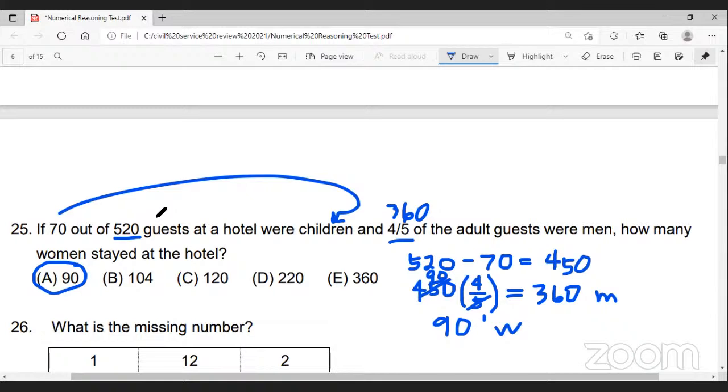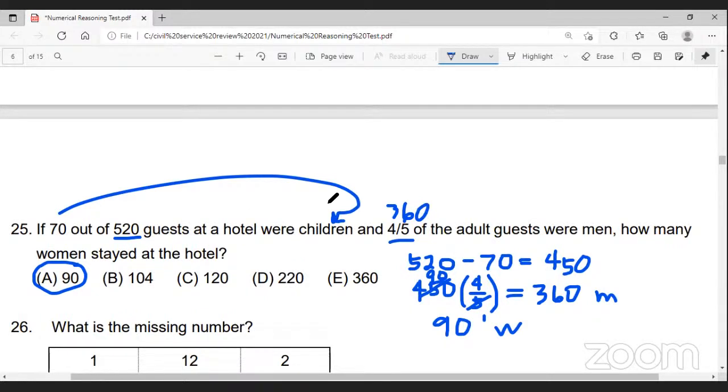How many operations? We first must subtract 520 guests by 70. We get 450 adults. From 450 adults, we get the 4/5 of the adults. The 4/5 of the adults were men, so we find 360. And out of the remaining, 450 subtracted by 360, we have 90 women.